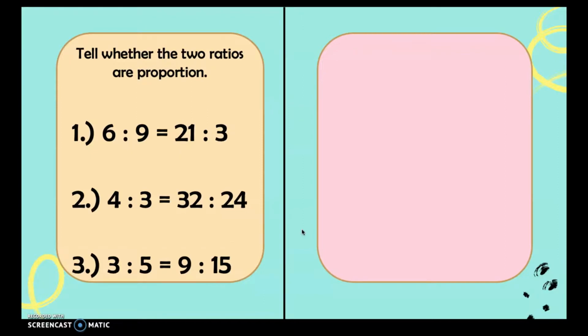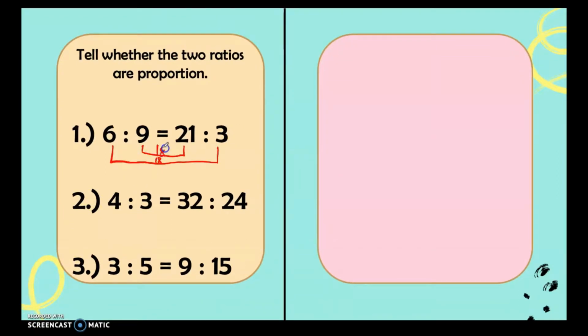Tell whether the two ratios are proportion. You can say that the two ratios are a proportion when the product of the means is equal to the product of the extremes. So we have 6 times 3, that is 18, and 9 times 21 is 189. Therefore, they are not a proportion.